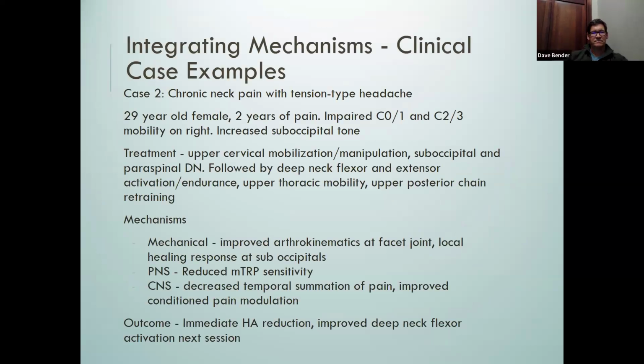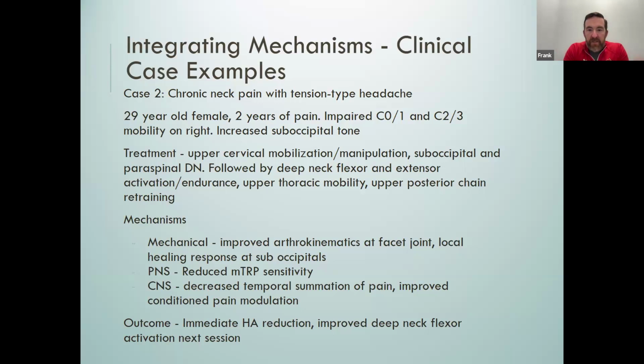So this is, again, a pretty common case. I try to have kind of two common ones. Chronic neck pain with that tension type headache. So she might have, maybe it's a computer worker, software engineer, something like that. 29-year-old female, had pain for 2 years. She's going to have that pressure behind the eyes, worse with prolonged computer work. Maybe she's done some massage and some Advil with kind of some short-term relief.